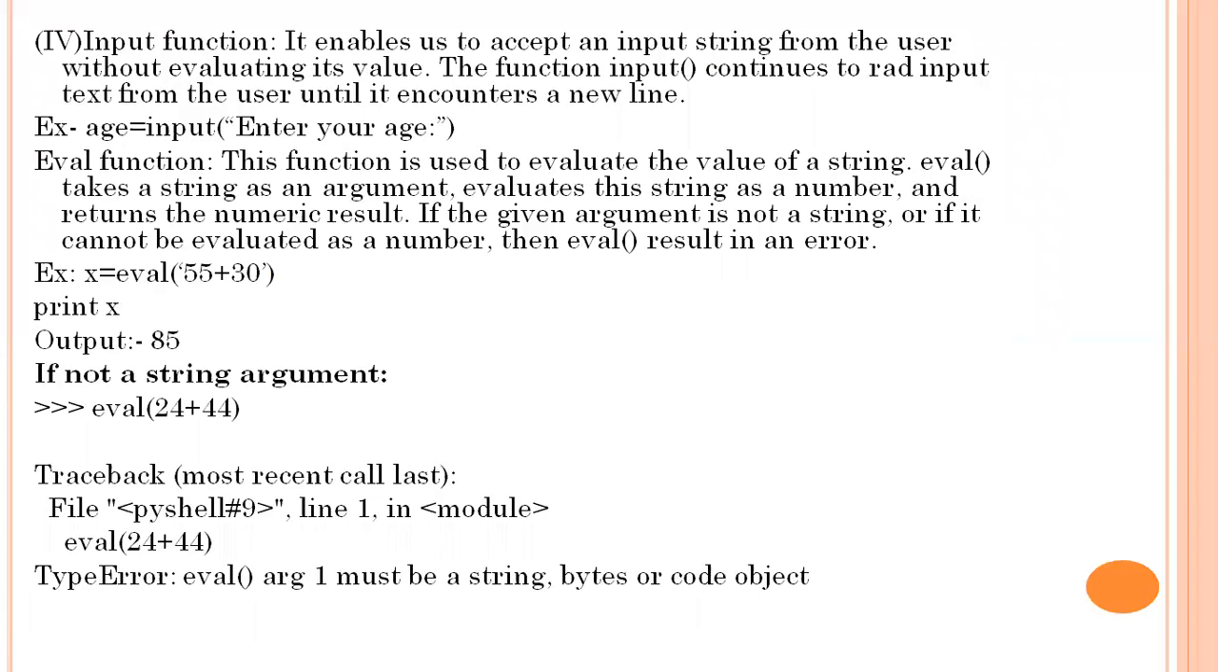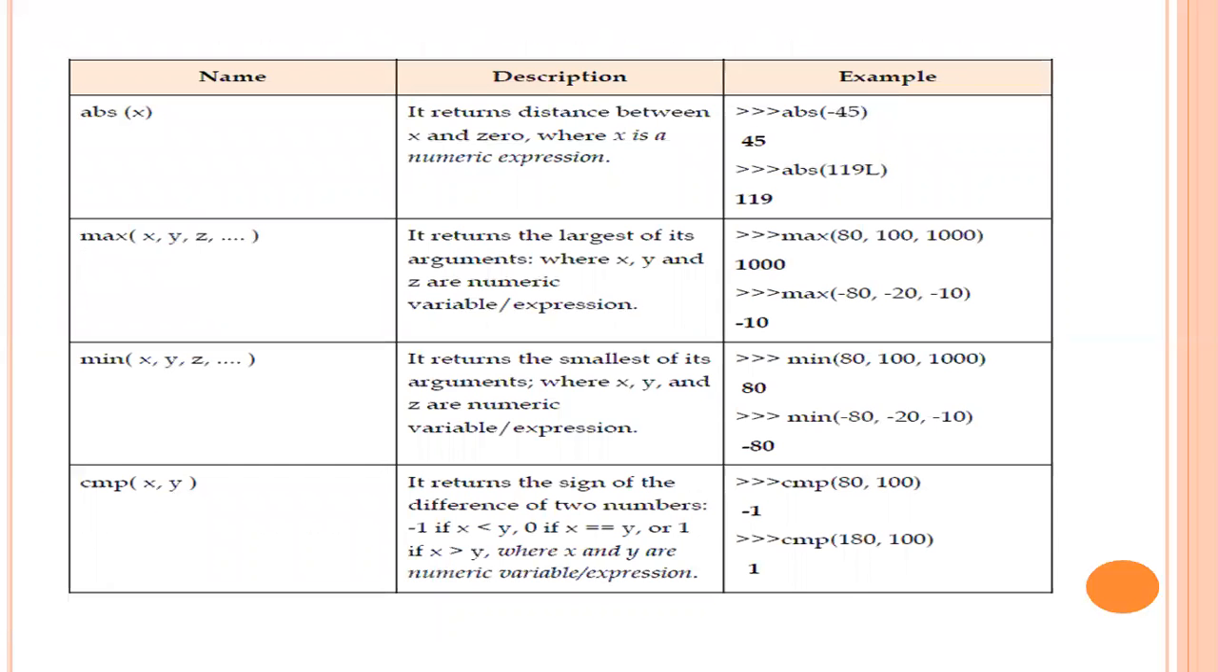Next is the abs function. It will give you the absolute value. If you write abs(-45), it will return 45. abs(119L), where L stands for long value, it will print 119.